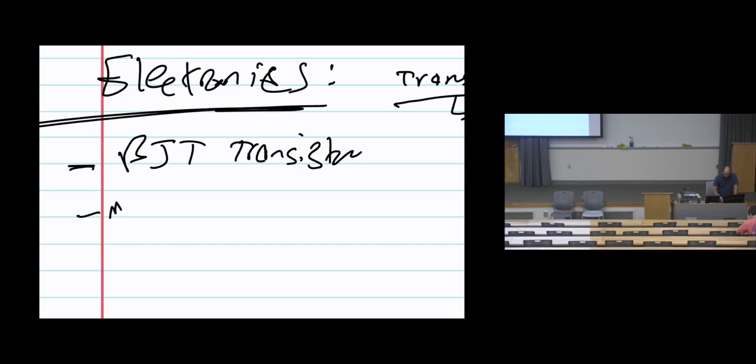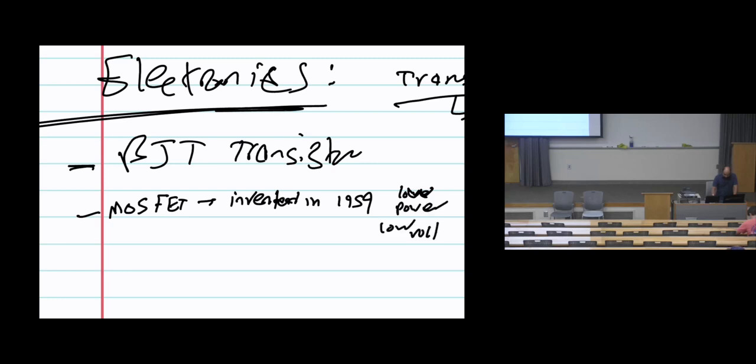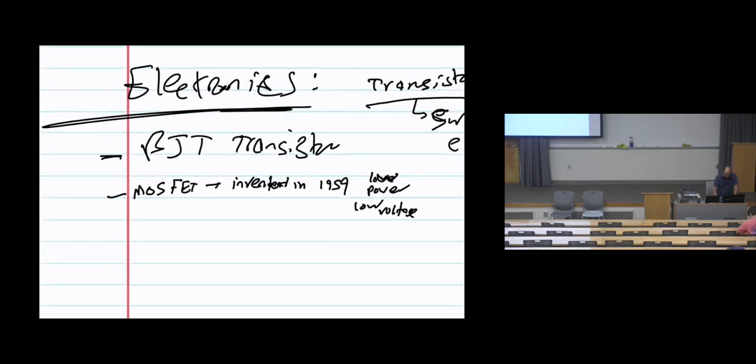Then what made the revolution? The MOSFETs. MOSFETs were invented in 1959. At that time, they were low power and low voltage. Then, in the 1970s, they became available in higher power.